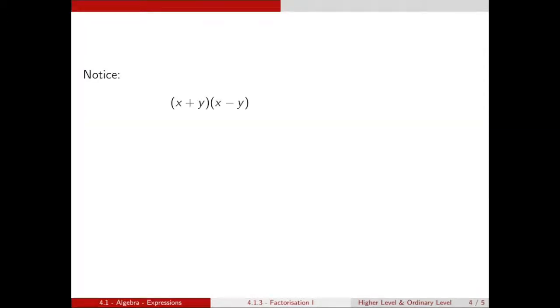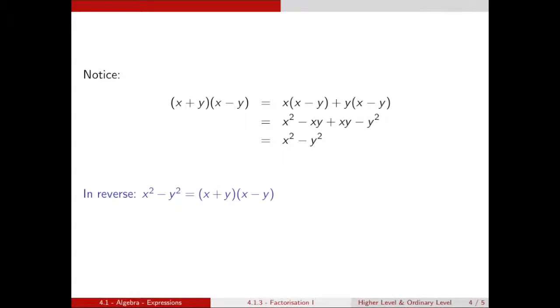Notice also, if I multiply x plus y by x minus y, that becomes, again splitting the bracket, x by the right bracket, which is x by x minus y, and then plus y by x minus y. Multiplying that out, I get x squared minus xy plus xy minus y squared. The plus xy and the minus xy cancel, so I'm left with x squared minus y squared.